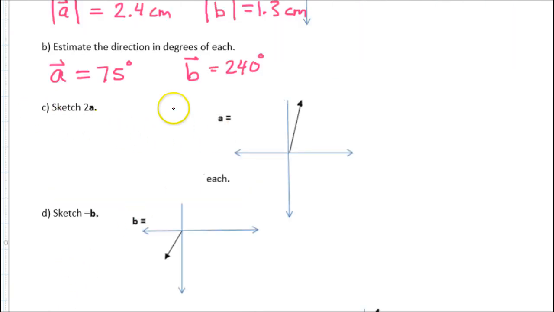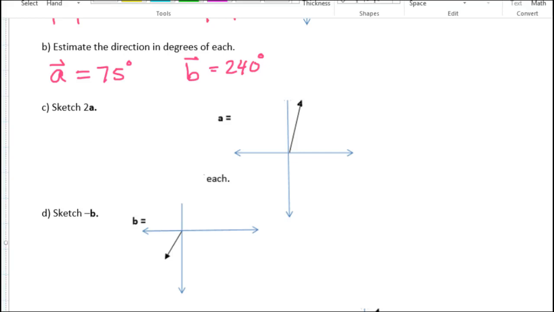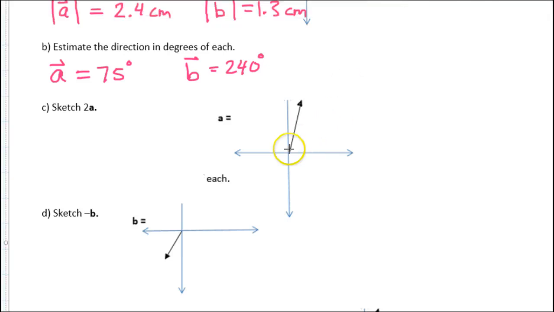Now here, for part C, we are supposed to sketch 2A, 2 times A. So we're looking for a vector that is double the length of A, headed in the same direction. To illustrate this, I'm going to click on Draw, choose my arrow tool, and first copy the original vector, which looks about like that. Now I'm going to copy and paste this, Control C, Control V. Now I've duplicated it. If I put this end to end, this should be the length of 2A in the correct direction.